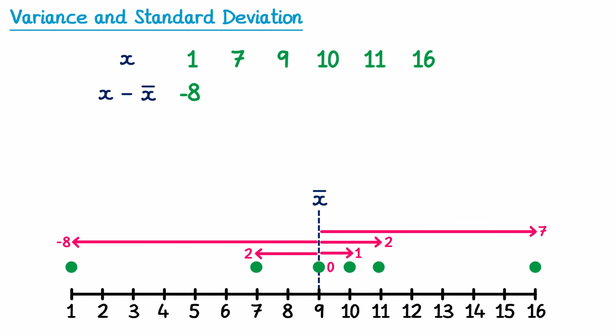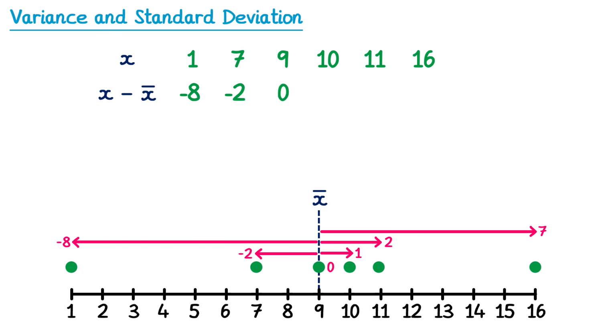If we do the same idea for the next data value of 7, we subtract the mean of 9, and 7 subtract 9 is negative 2. So we can add a negative onto this one as well to show that it's 2 below the mean. For the next one, we do 9 subtract the mean of 9, and 9 subtract 9 is 0.